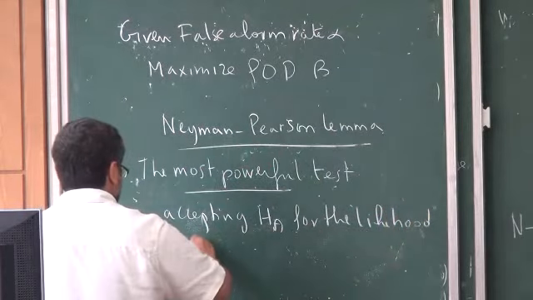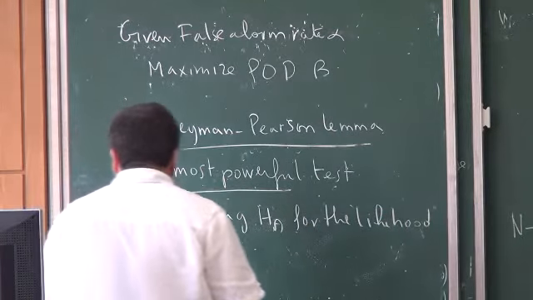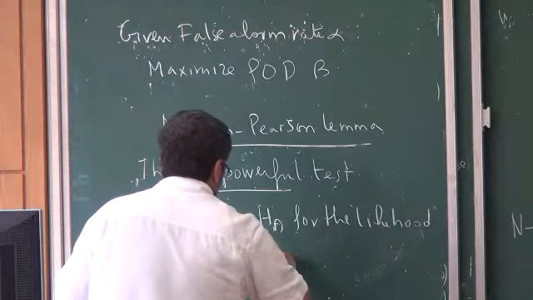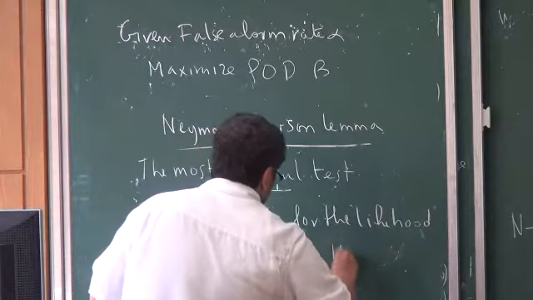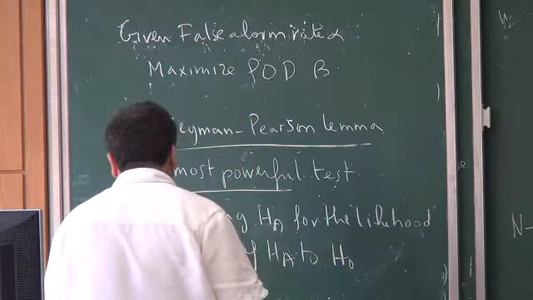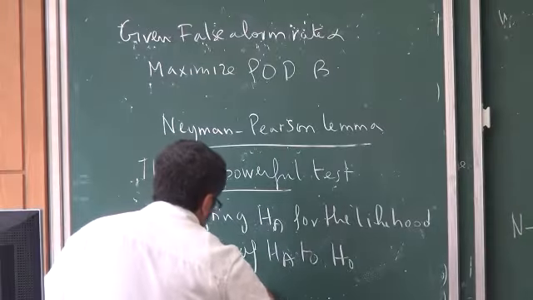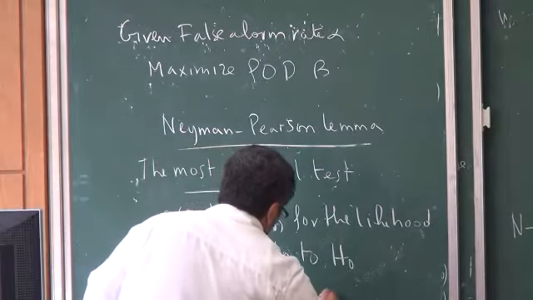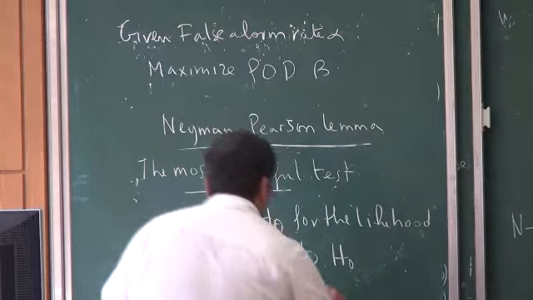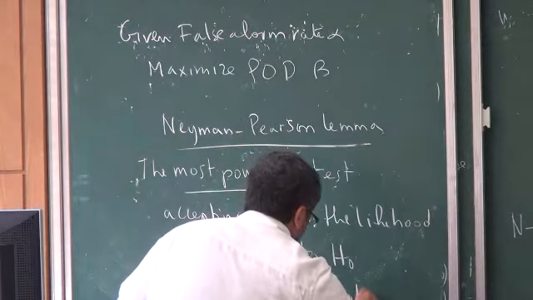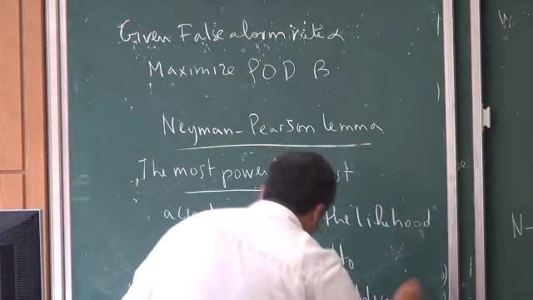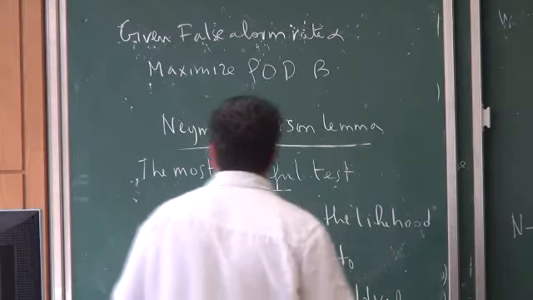I will write the formula. The ratio of HA to H0 exceeding a threshold value determined by alpha.